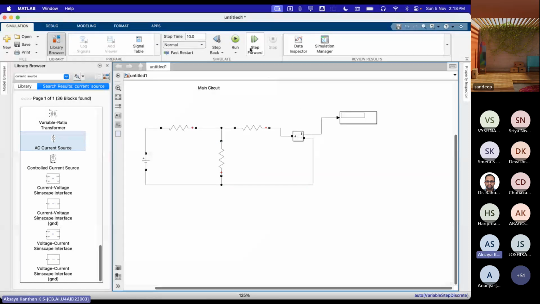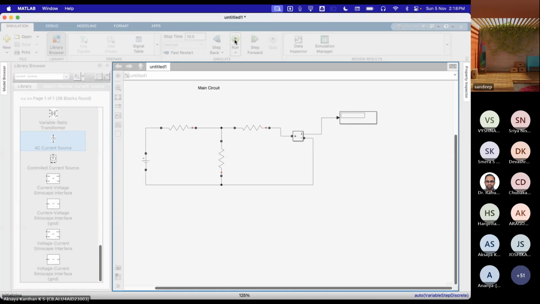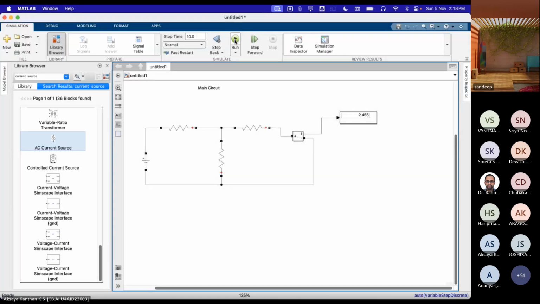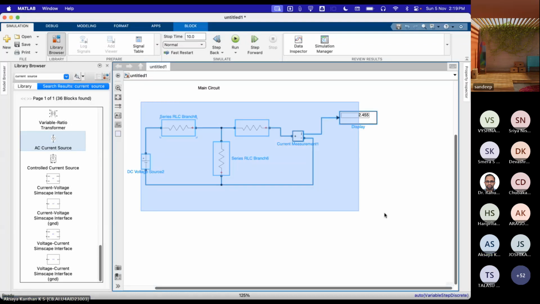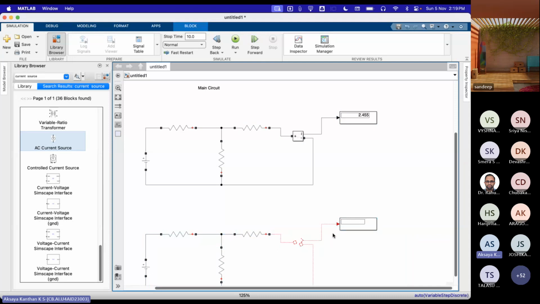Yeah, first we will find the Norton current. In this case, it is 2.455 amps. And then we have to find the effective resistance in the circuit. So I will duplicate this circuit, then remove the current measurement block, display, and close the circuit.